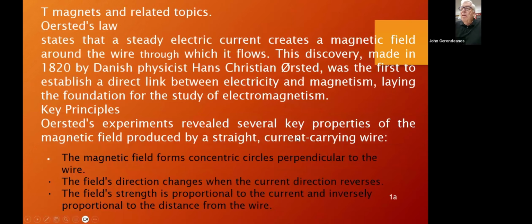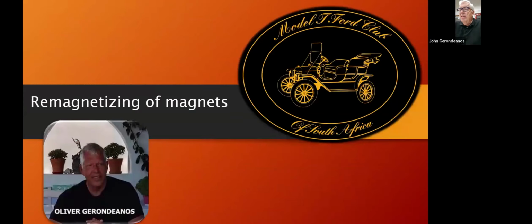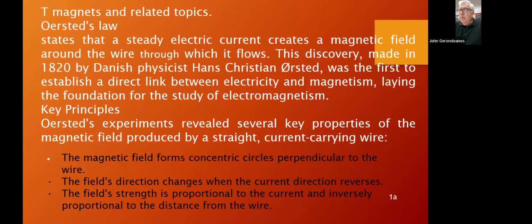So the first thing about electromagnetism is that when you have a coil and you pass electricity through it, you get an electromagnet. And this particular phenomenon was discovered by a gentleman called Ørsted. And it's known as Ørsted's law, and it's pretty much the basis of our entire modern world when it comes to electromagnetism and electromagnetic theory. So Ørsted's law states that a steady electric current creates a magnetic field around the wire through which it flows.